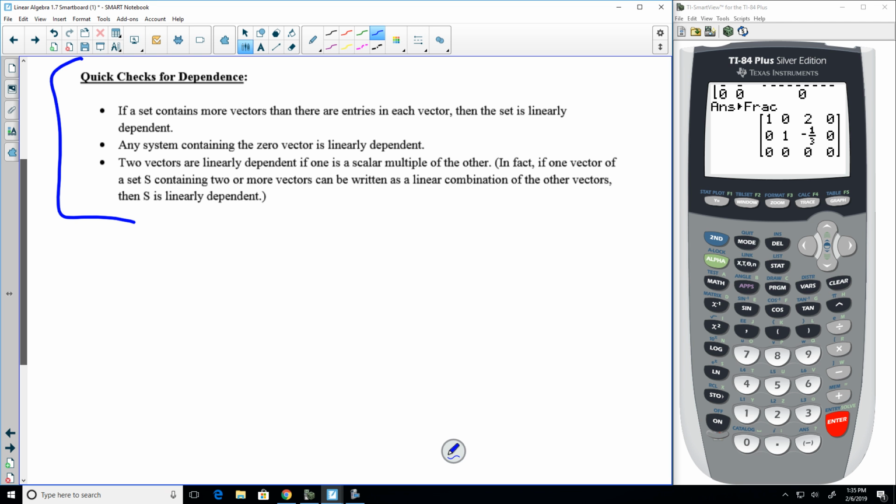Another way to say that is you have more vectors than you have entries in the vectors. So if you have R3 vectors and you got 4 of them, that's too many. Your set's going to be dependent automatically. If you have R10 vectors, but you've got 15 of them, they're dependent. Automatically dependent. Any system containing the 0 vector is dependent automatically. If you've got a 0 vector, your set is dependent.